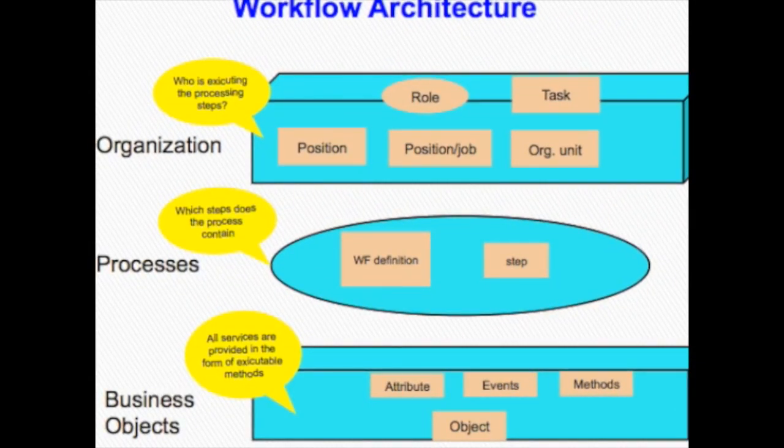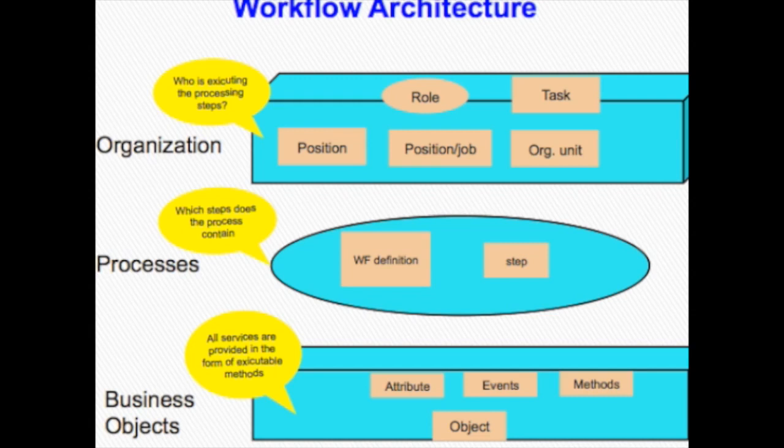When it comes to workflow architecture, you have three important blocks. One is organization, one is process, and the last one is business object. We will try to understand each block in the coming sessions, but let's have a brief introduction of what these blocks are and how each is going to play a major role in the workflow.